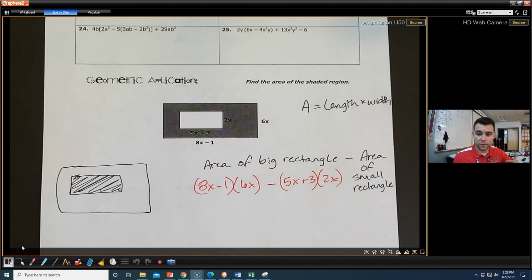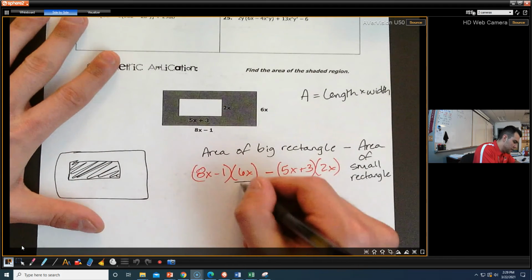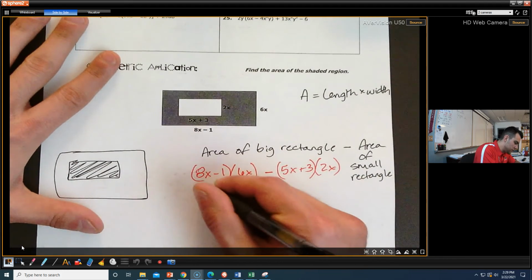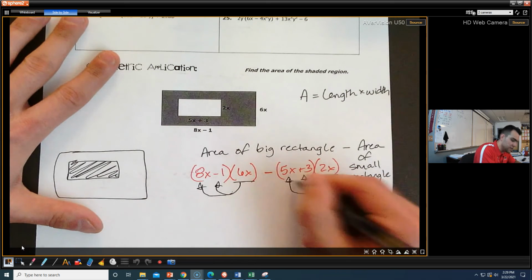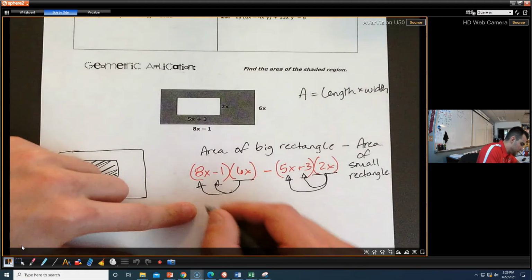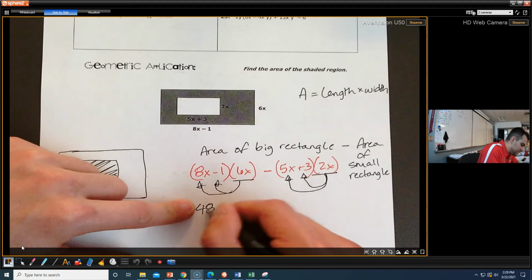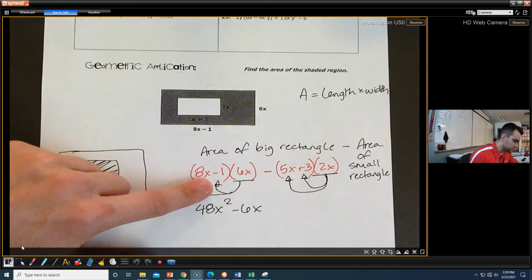So I have to multiply those first. Let's go ahead and do that. Again, let's treat it like distribution. I know that my monomial is in a parentheses, but that's okay. I can still do it like this if I'm multiplying. I have to distribute it to both these. Now, when we do this, we end up getting 48x squared minus 6x.